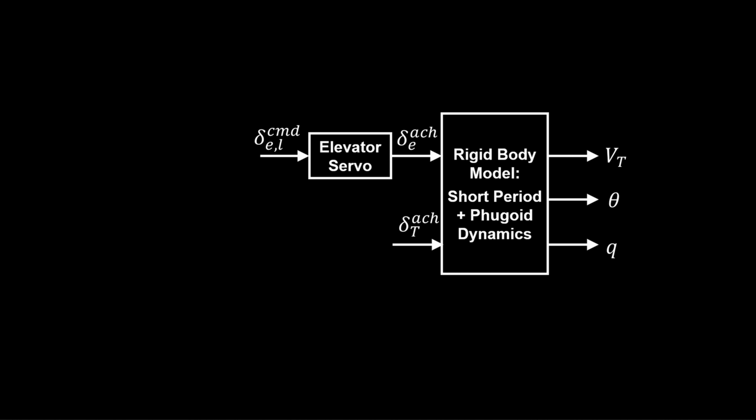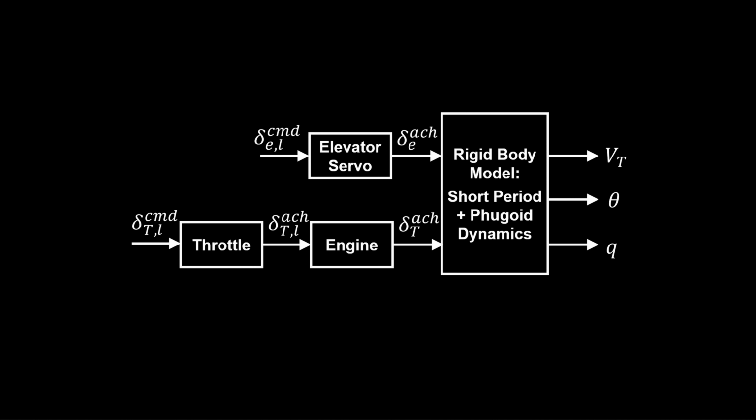Let's look at the elevator input channel. The elevator itself is modeled as a servo process with a first order system. It receives a lead compensated elevator command. The thrust comes from the engine. It is also modeled as a first-order process. It receives a lead-compensated thrust command. Preceding that is a throttle model. It's also a first-order system.